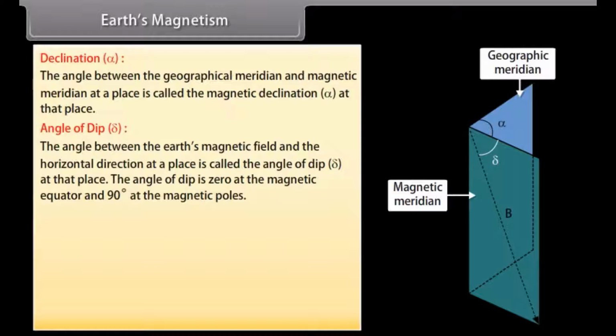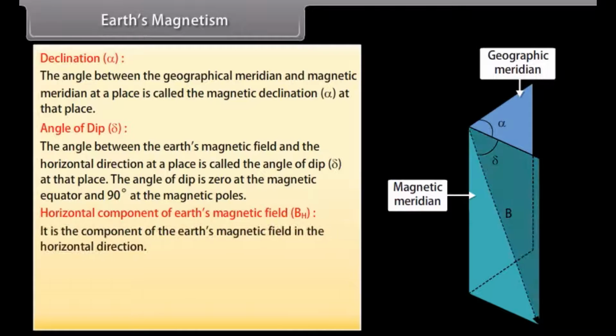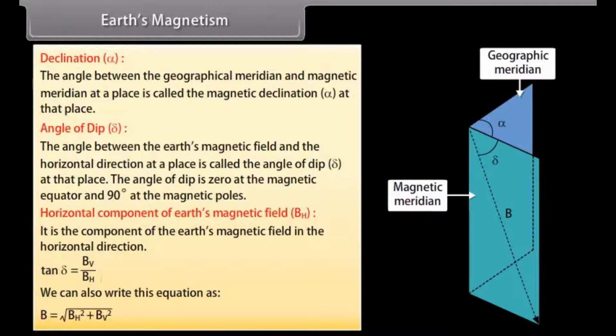The angle of dip is 0 at the magnetic equator and 90 degrees at the magnetic poles. Horizontal component of Earth's magnetic field, BH. It is the component of the Earth's magnetic field in the horizontal direction. Tan delta is equal to BV divided by BH. We can also write this equation as B is equal to the square root of BH squared plus BV squared.